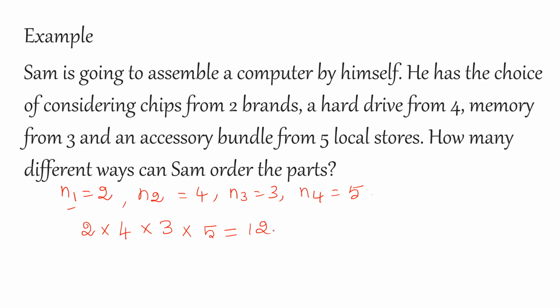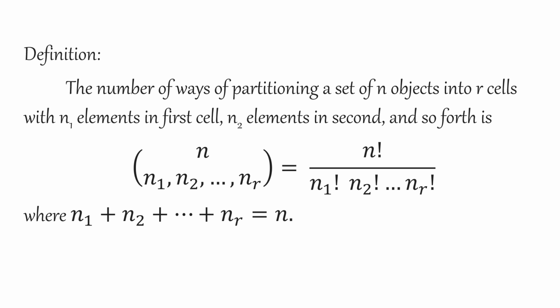Therefore, it is 120 ways. So, Sam can order the parts in 120 ways. I hope you understood. Next, there is a definition for partitioning of a set.